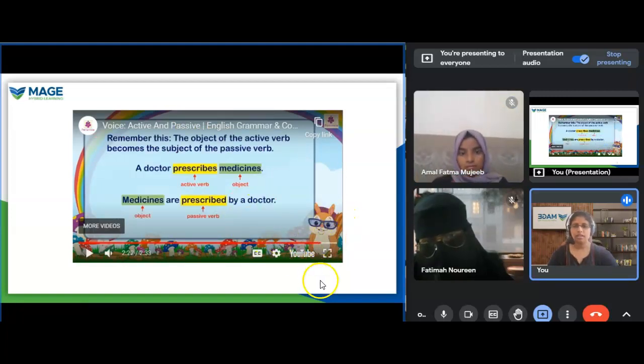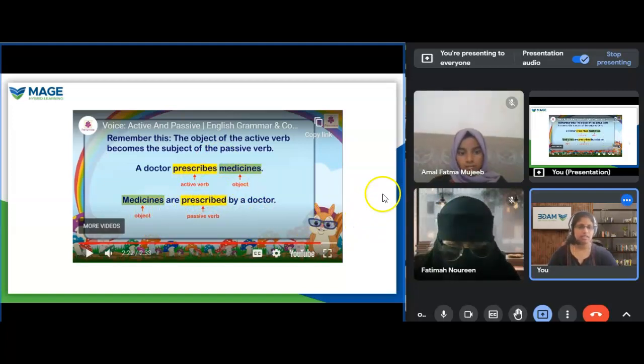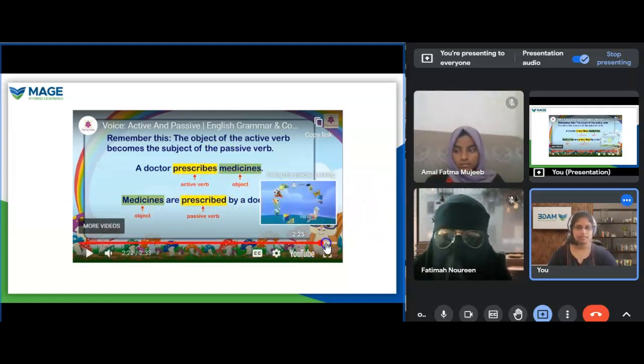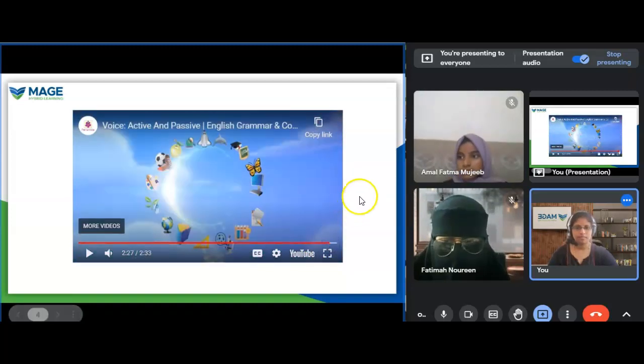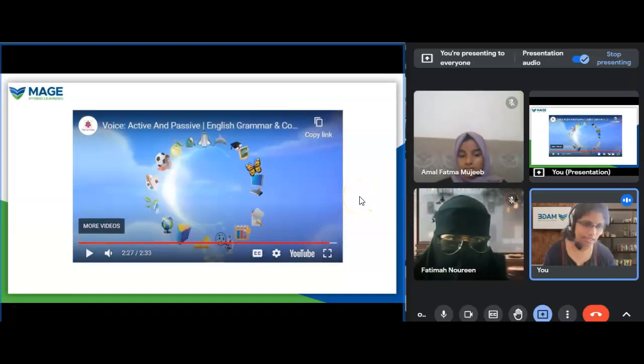A doctor prescribes medicines. Simple present, right? Medicines are prescribed by a doctor. That's it. That's all about active and passive. So clear?